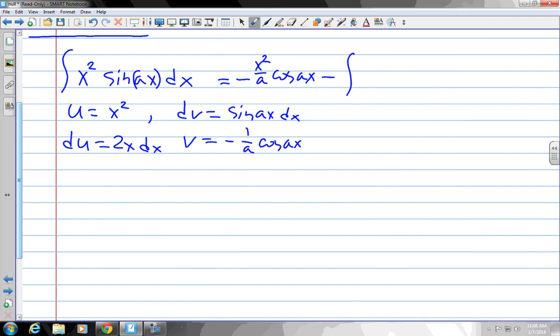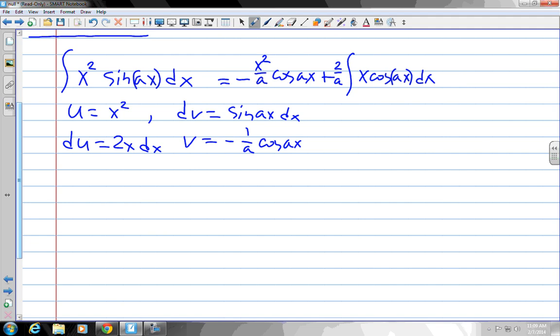So negative negative makes it positive, right? v is negative 1 over a, and with the 2 from du, I can pull them out. And we're left with the integral of x cosine of ax dx. So are you okay with the two negatives becoming positive? 2 over a is a constant. Pull that out.